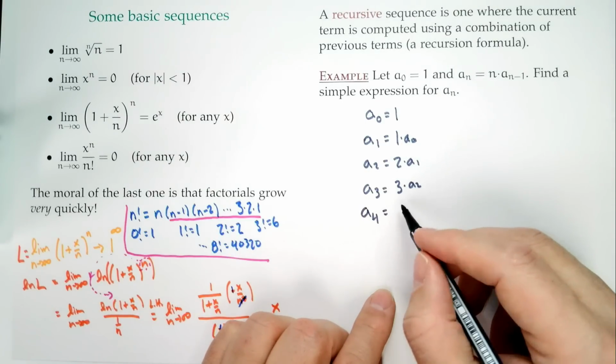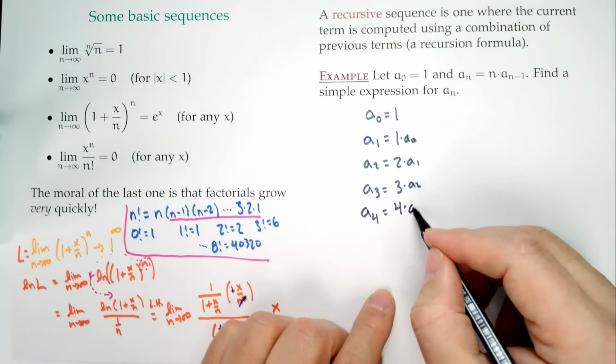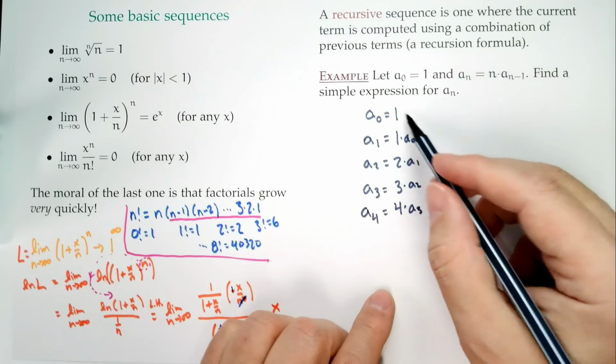Now, at this point, you're probably like, I don't see any pattern. Well, that's because we're not doing the right thing. We also need to replace what a0 is.